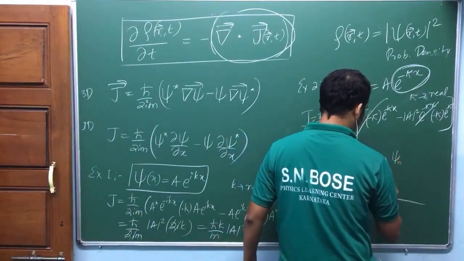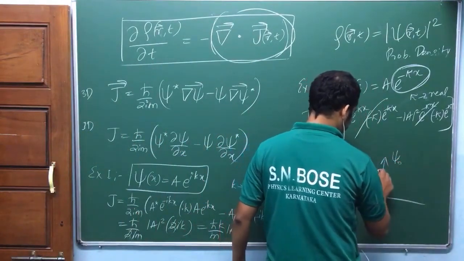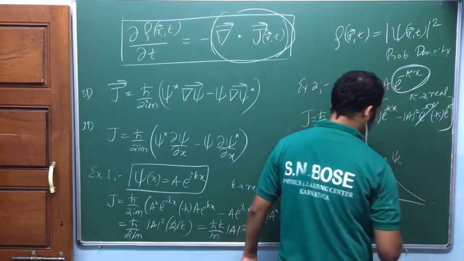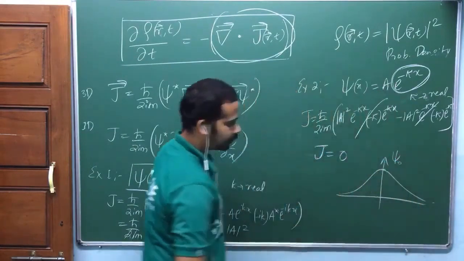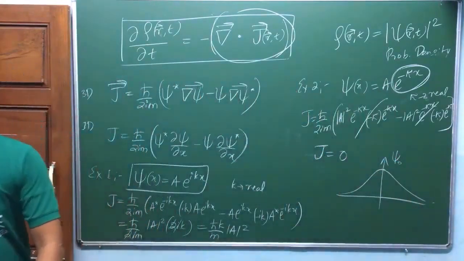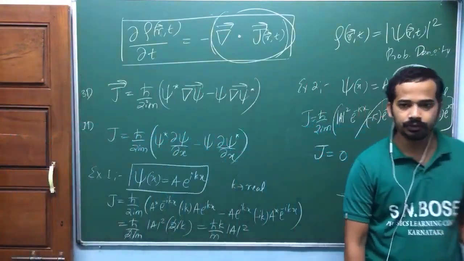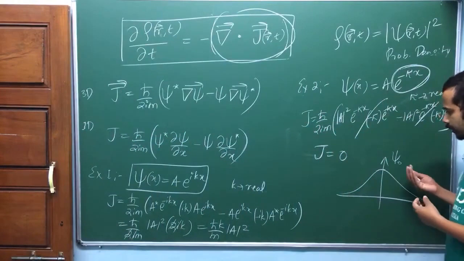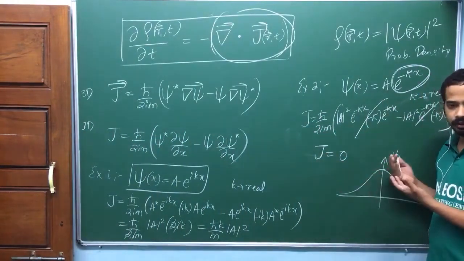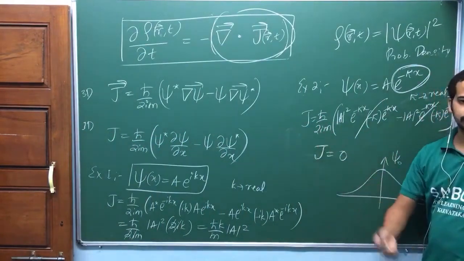For harmonic oscillator, isn't it? And if you find j, it is 0 in that case also. Harmonic oscillator state is a bound state. We say them as bound state. It will not allow particle to escape to infinity. It will not allow particle to freely move.